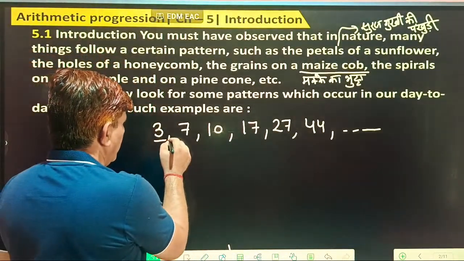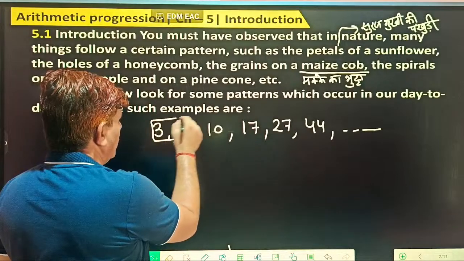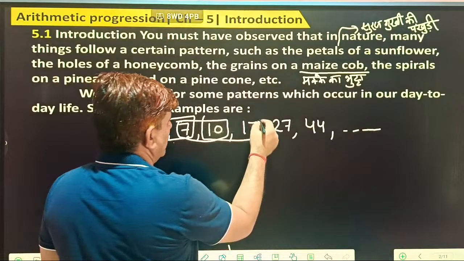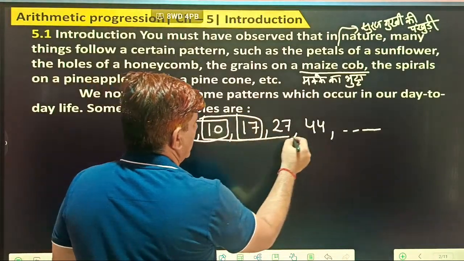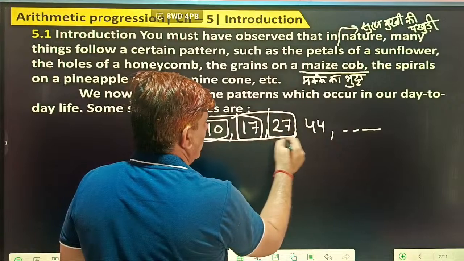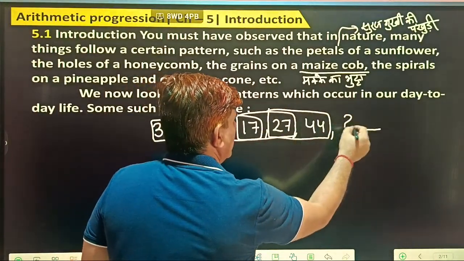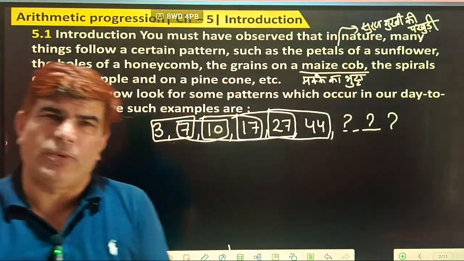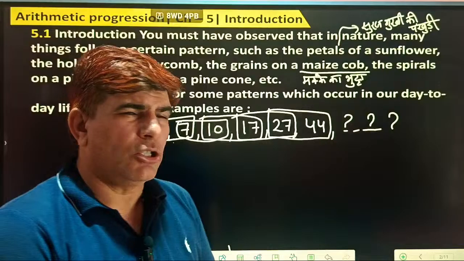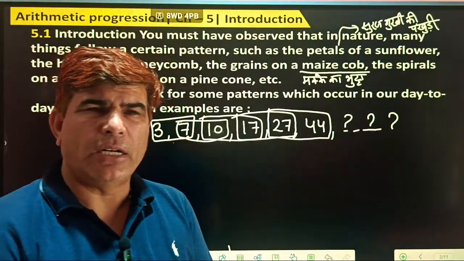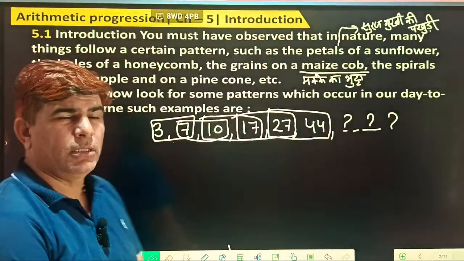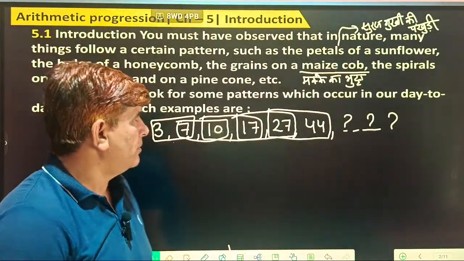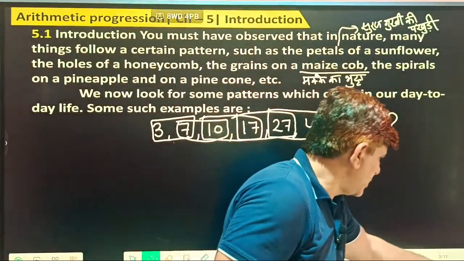First term 3, then 7, then the sum of these is 10, then the sum of these is 17, then 27, then 44, then the sum of these is coming. You know what's coming here. This is called a sequence. So what's the definition of a sequence? An arrangement of things in a particular order. Understood?